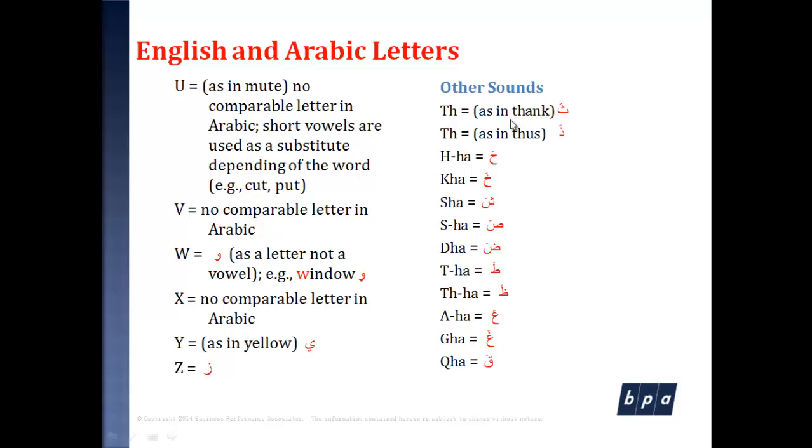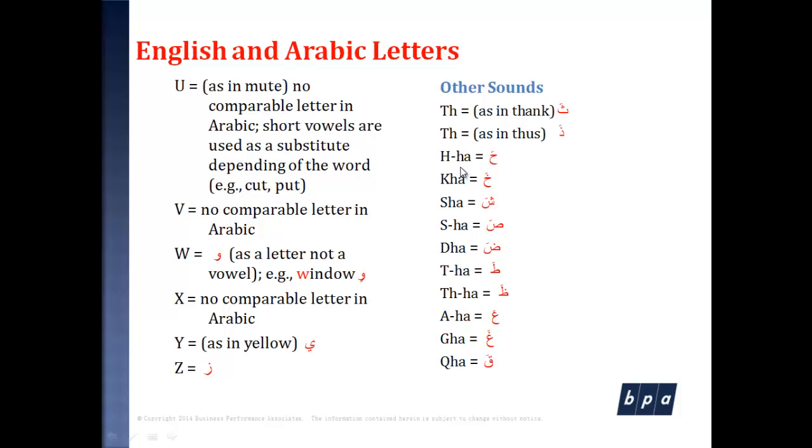TH, when it's combined to have the sound tha as in thank, we would have a letter in Arabic as the tha, or here with the fatha as tha. The th when combined to have the sound as in thus would have the letter dhal in Arabic. There's a letter ha in Arabic, and the closest combination of letters would be H and A combined.